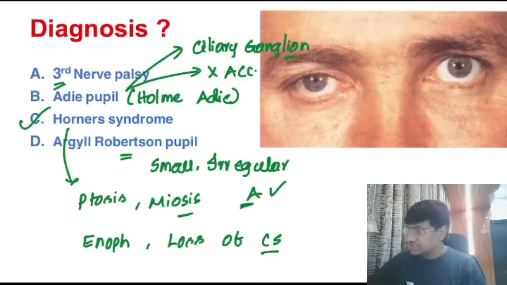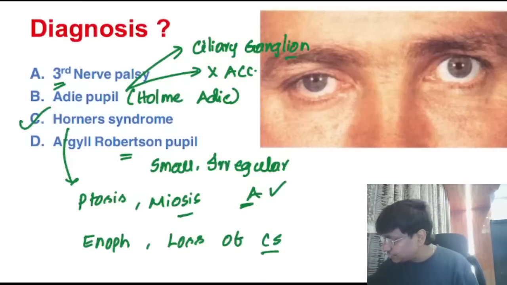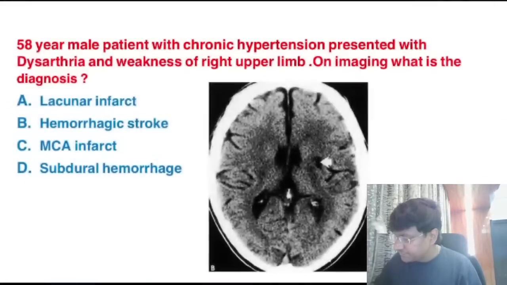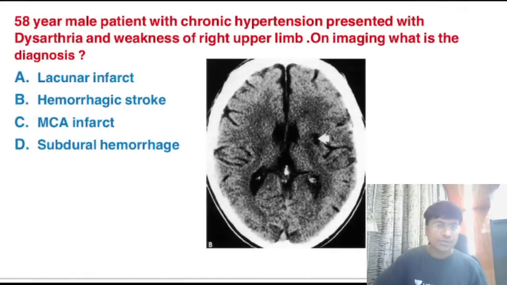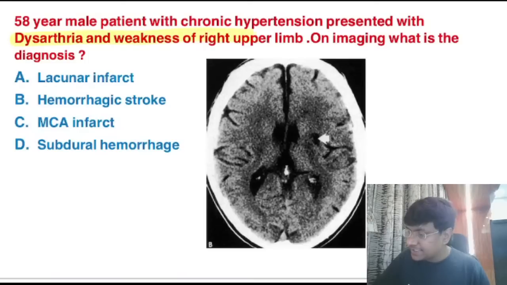Now, after having discussed the abnormalities related to the pupil, this is another very important question. A 58-year-old male patient with chronic hypertension presented with dysarthria and weakness of the right upper limb. On imaging, what exactly is the diagnosis? Lacunar infarct, hemorrhagic stroke, MCA stroke, subdural hemorrhage.